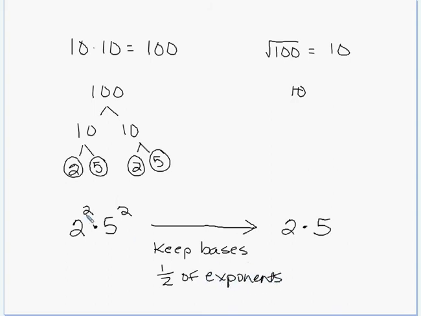So what is half of 2? 1. And half of 2, 1. Now what is this equal? 2 times 5? That's going to equal 10. And didn't we already know that? We did. Okay, so hopefully you can use this knowledge to help you make sense out of this. You don't have to know that the square root of 100 is 10. If you know the prime factorization of 100, you can just keep the bases and half of the exponents, and you'll know what your answer is.